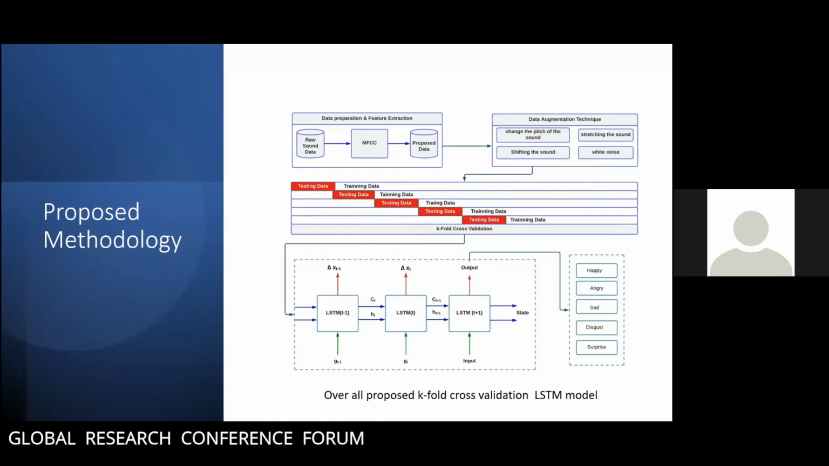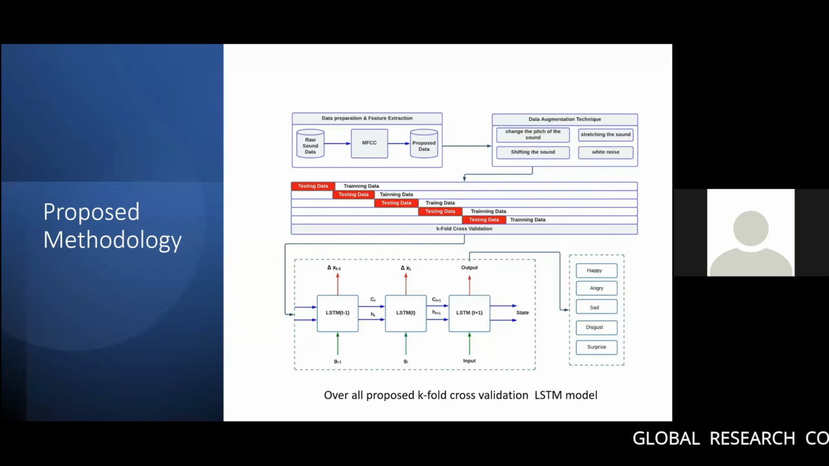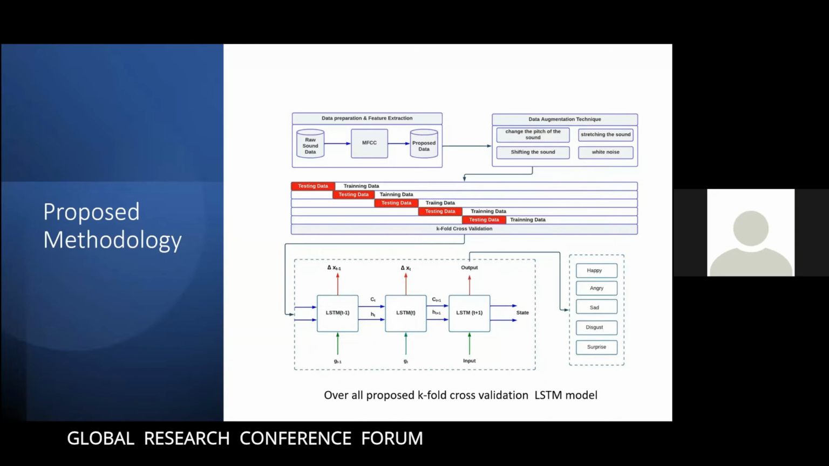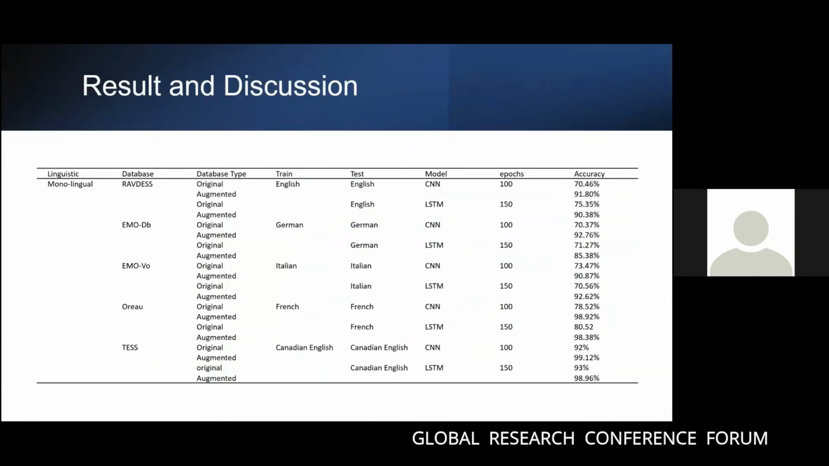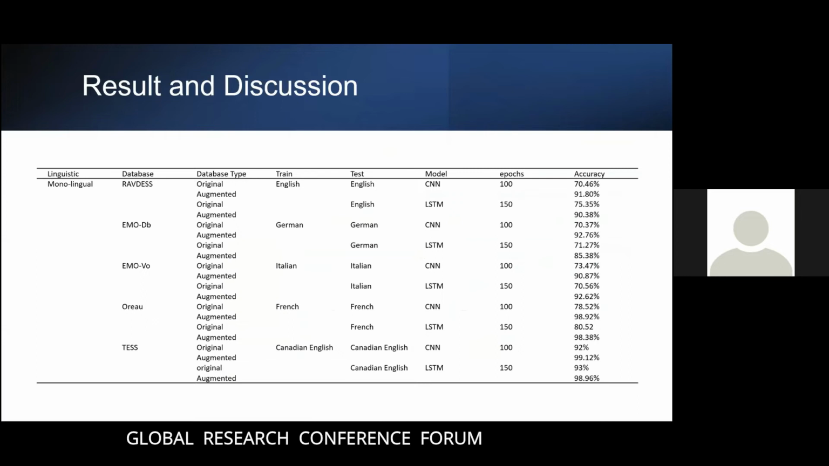Then that data is split into test and train data. Then testing, training and validation have been done. Then ultimately classification has been done across the different emotional classes. So from this result, here I have given the monolingual approach.